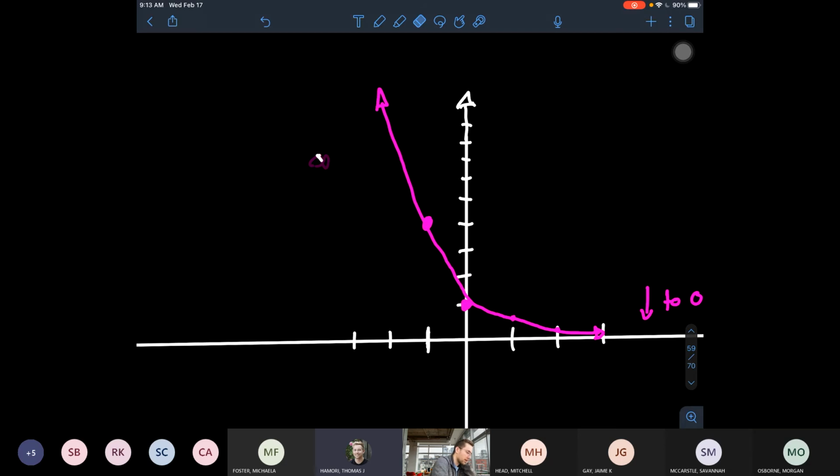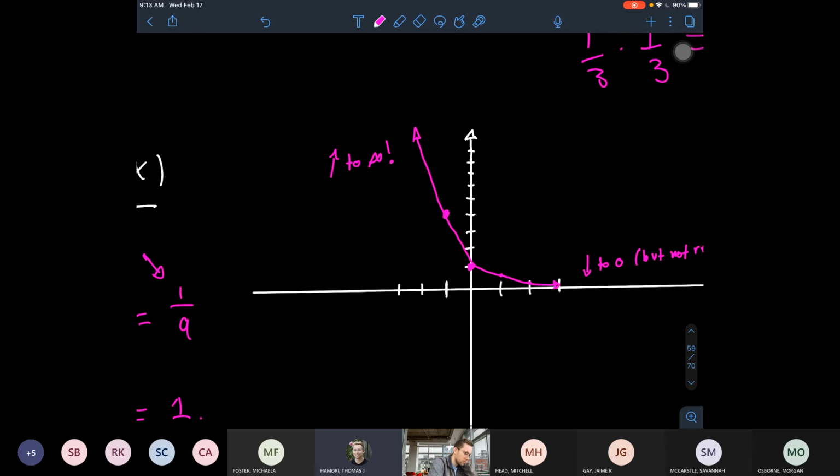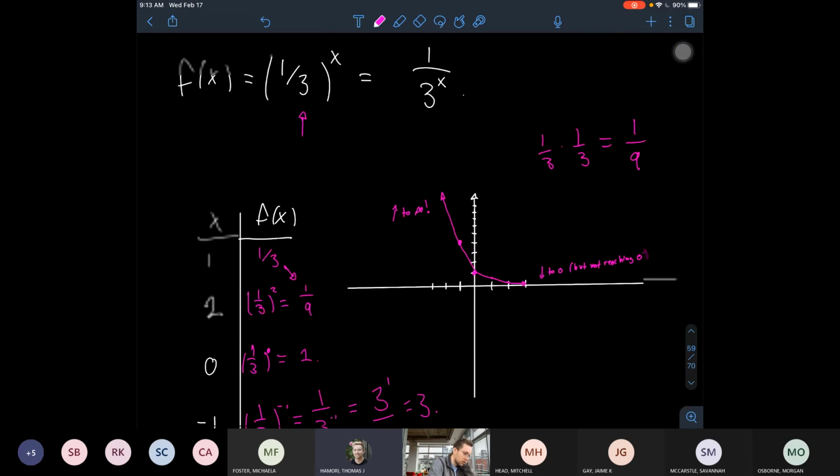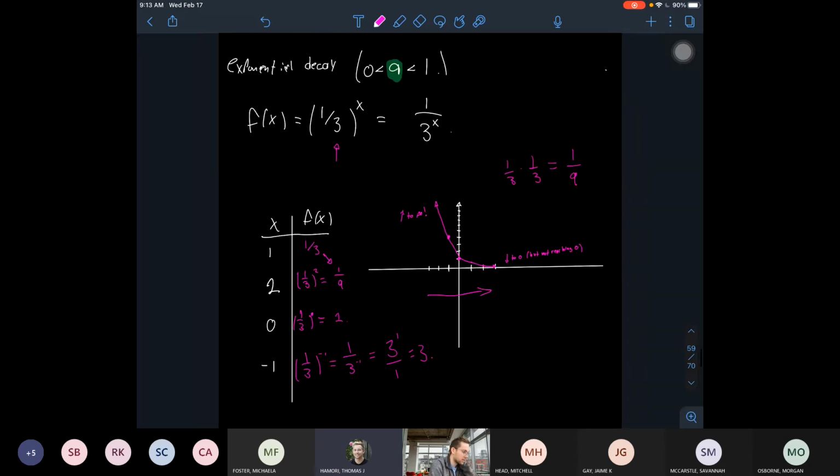Let me rewrite this. We'll write up to infinity. Okay, so we think of the temporal process as moving from left to right. As we move from left to right, what's happening to the height of our function? Well, it's getting really, really small. It's shrinking, right? So we call this exponential decay.